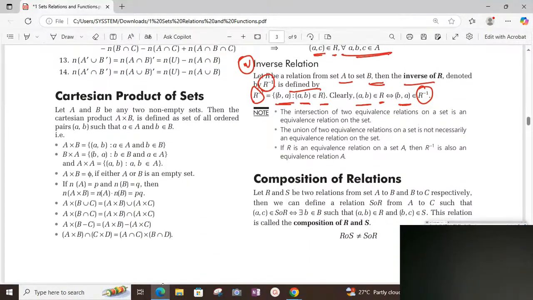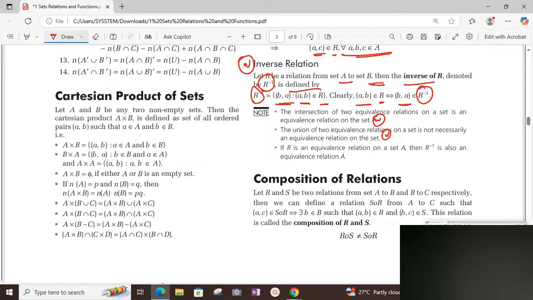Let's discuss the notes. The intersection of two equivalence relations on a set is an equivalence relation on the set. There is no problem to understand up to this step. The union of two equivalence relations on a set is not necessarily an equivalence relation on set A.